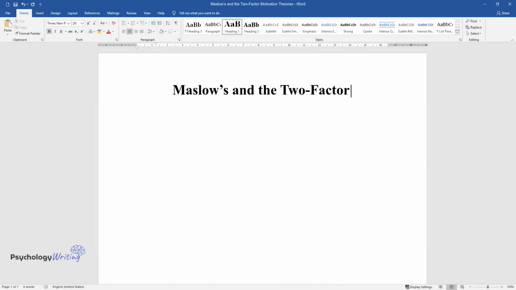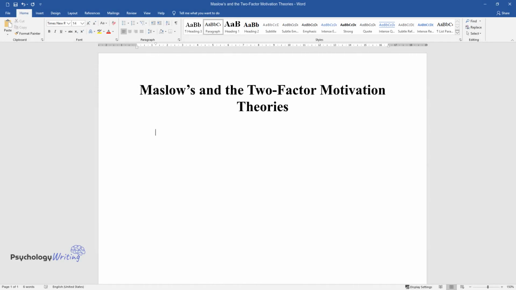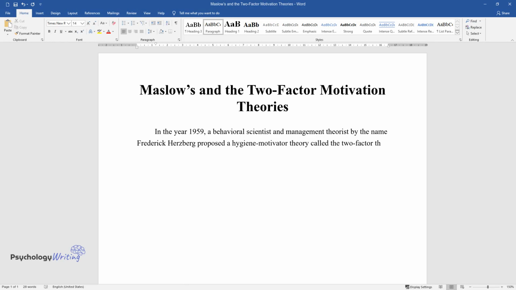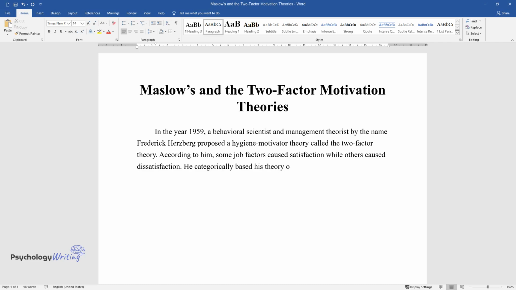Maslow's and the two-factor motivation theories. In 1959, a behavioral scientist and management theorist by the name Frederick Herzberg proposed a hygiene-motivator theory called the two-factor theory. According to him, some job factors caused satisfaction while others caused dissatisfaction. He categorically based his theory on two factors: hygiene factors and motivational factors.